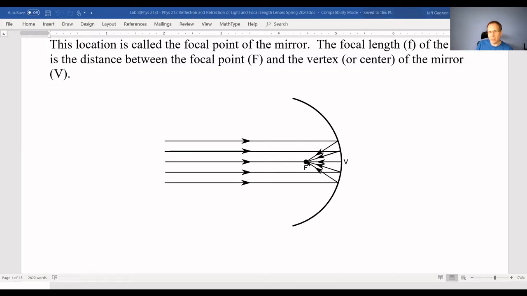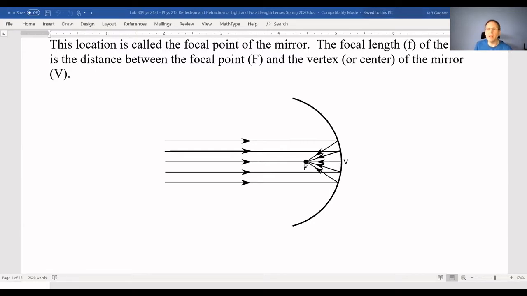So it's doing something like this. This beam comes in, reflects off. The one in the center is going to reflect right back on itself. And it turns out that all of these reflected rays are going to meet at one point. They're going to intersect at one point. And this is called the focal point of that concave mirror.